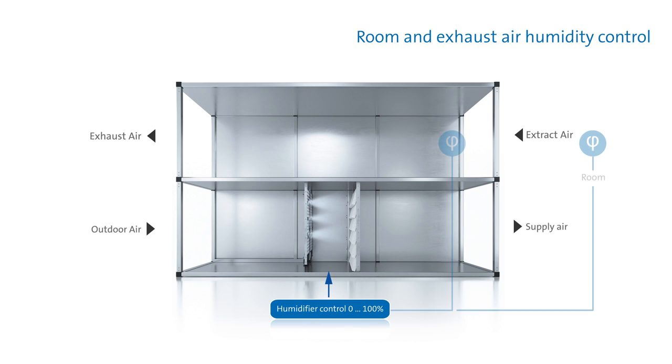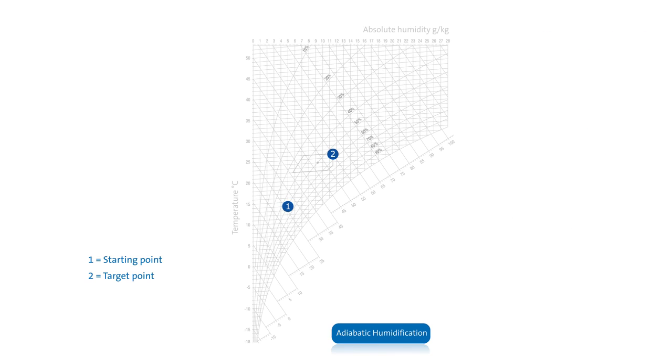However, the control sensor can also be placed in the exhaust air flowing back into the room or directly in the room itself. We call this a room or exhaust air humidity control system. The control system for an adiabatic humidifier must also take the adiabatic temperature drop into consideration. In this case, an enthalpy or a dew point control system are appropriate choices to provide control.